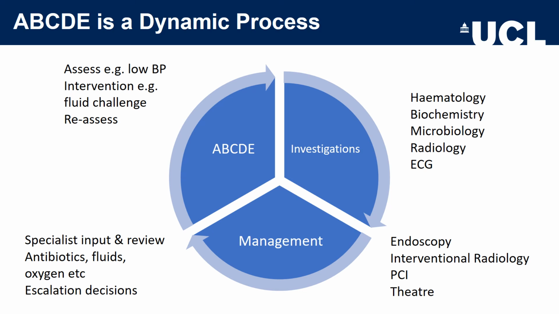What interventions do I need? Does the patient need endoscopy after GI bleed? Has that endoscopy failed and they need interventional radiology? Have they had an NSTEMI and need a percutaneous coronary intervention, or do they need to go to theatre for a laparotomy? Think also about specialist input and review, so it could be cardiology, surgeons, critical care, and so on.